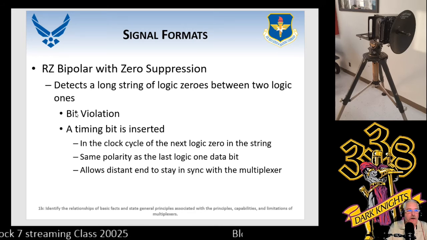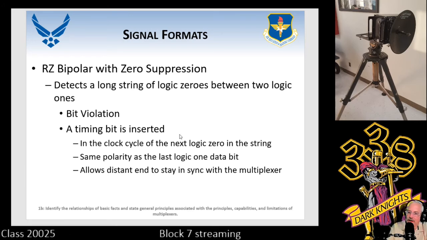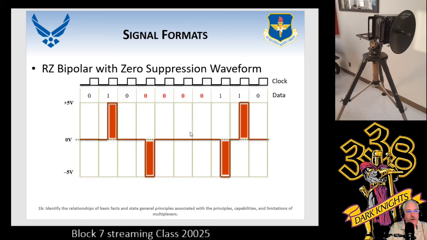Now, we have something called a bit violation. This 0 suppression determines where the bit violation happens. It's a little difficult to understand, but just keep in mind the zeros. There has to be a certain amount of zeros in a row before it flips into the violation mode. So we're going to look at our bipolar with 0 suppression.